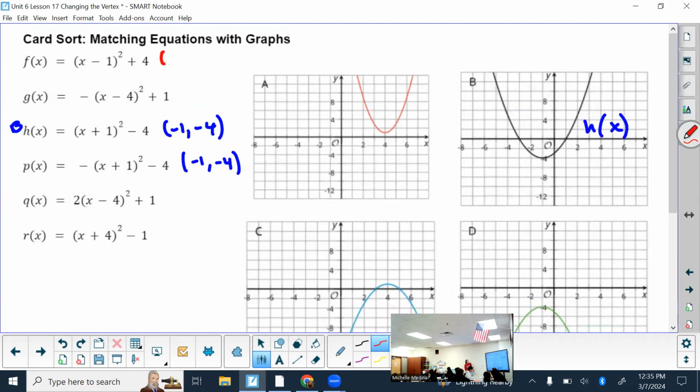Yes. Let's make sure that none of the others could give that, because then we might have to check those. And I don't see any others that do, so that is a match. F of x goes with graph F. Questions on that? Okay. Table 3, give me a match that you made.